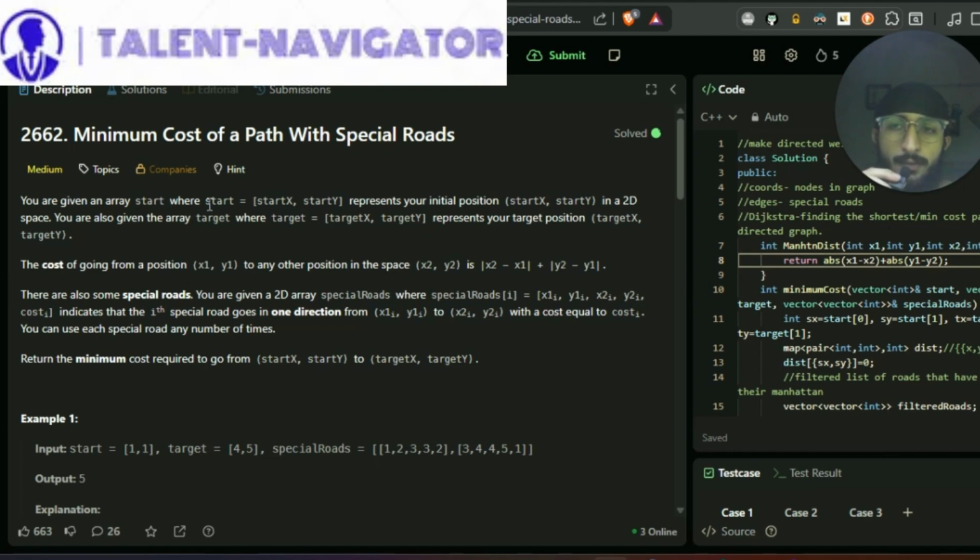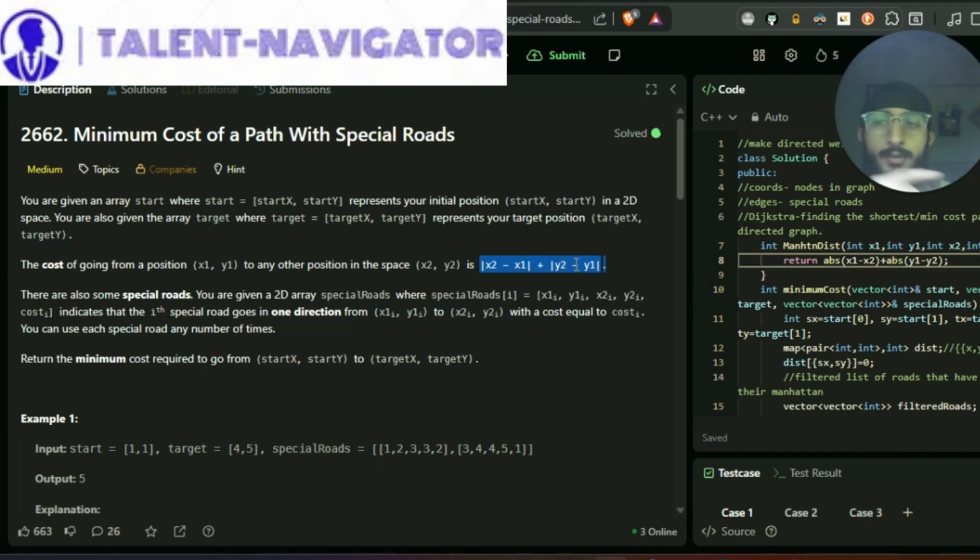So you are given an array start where start is equal to start x and start y. So x and y coordinates of the starting point. It represents your initial position in a 2D space. So we have a 2D space. You're also given array target where we need to reach, which is target x and target y. The cost of going from a position x1, y1 to any other position x2, y2 is the absolute of x2 minus x1 plus the absolute of y2 minus y1, which is equal to the Manhattan distance.